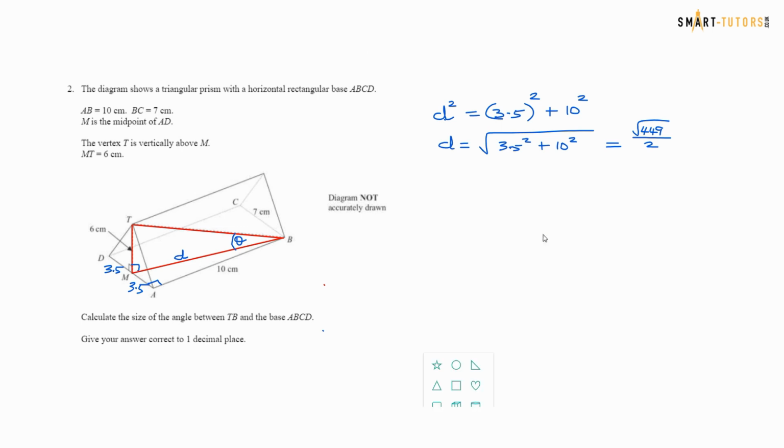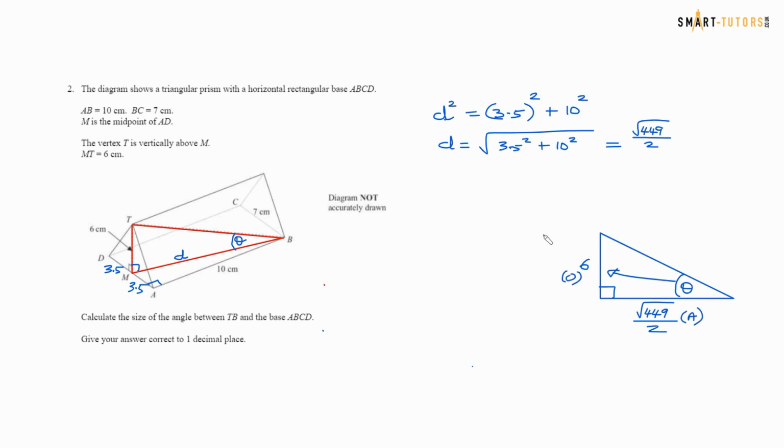So if I'm drawing the triangle, let's draw a 2D triangle. In the 2D triangle, this is theta and this is 6 centimeter, and just now I found this is root 449 over 2, right? Now this is the opposite and this is the adjacent. So opposite over adjacent is tan. So tan theta equals 6 over root 449 over 2. So theta equals tan inverse of 6 upon root 449 over 2. So that is the answer.